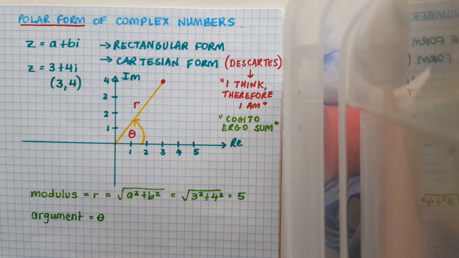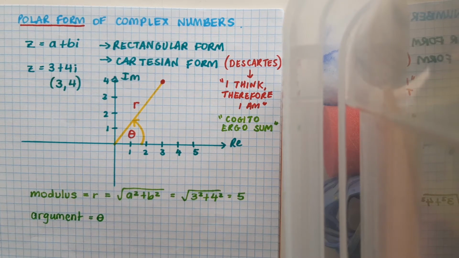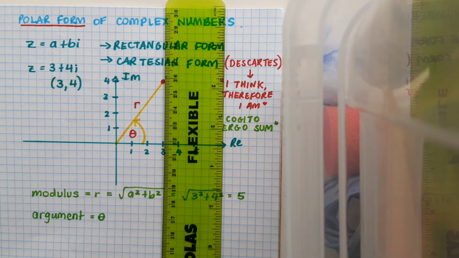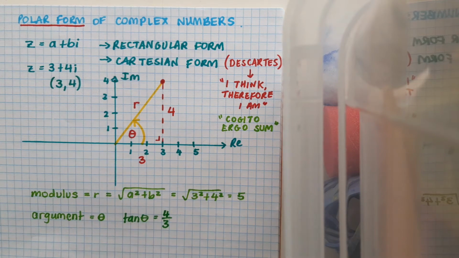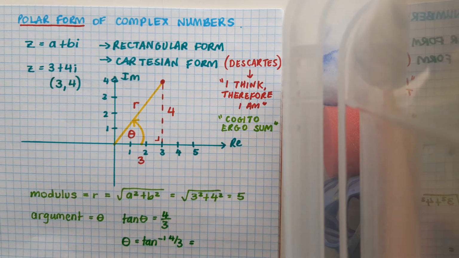The angle we call the argument, so that's our theta in this case, and we're going to use a bit of trig to figure out the size of theta. So I'm going to drop a line from the point to the real axis, and this creates a right angle triangle, of which I know the sides, 3 and 4, and so I can use tan to calculate theta. So in this case, tan theta equals 4 over 3, and so theta is going to be tan inverse 4 over 3, which is 53.13 degrees.